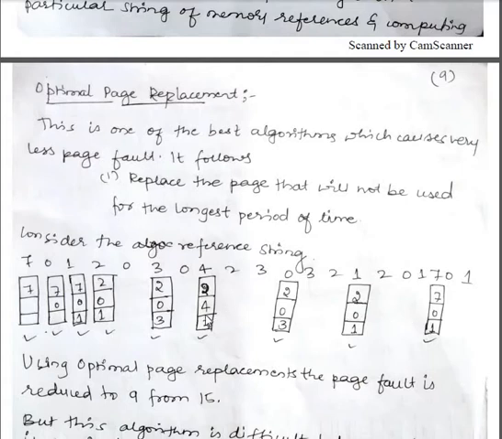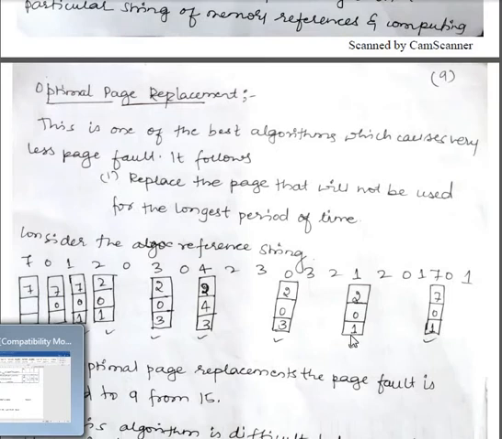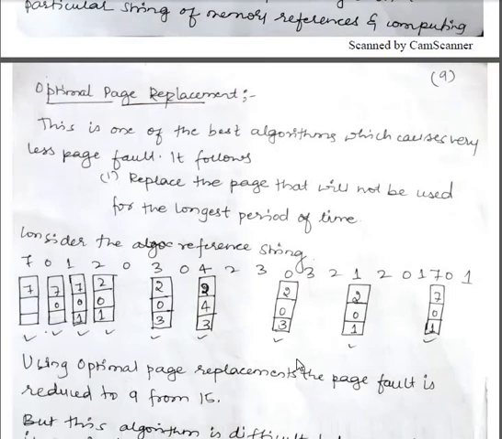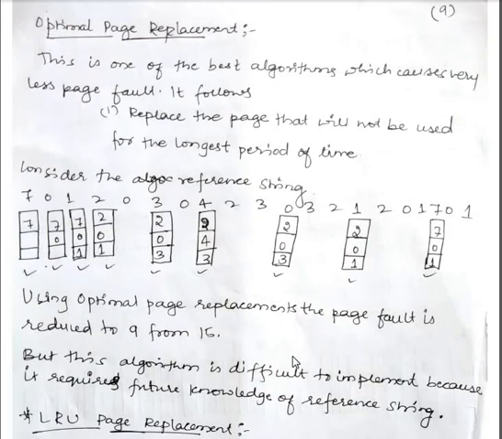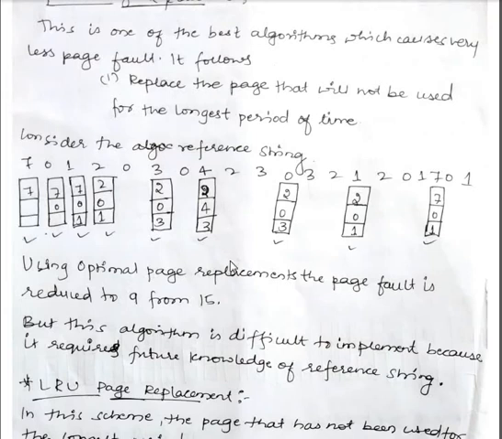But what is the disadvantage here? We have to know the future string reference. So in this example, we know the future, we know the complete string. That is why we are replacing. Suppose we do not know this reference string, which one to replace? It becomes difficult to assume which one is not referenced for a long time in the future. So that is the disadvantage. We should be knowing which page will not be referenced for a longer time. Okay.